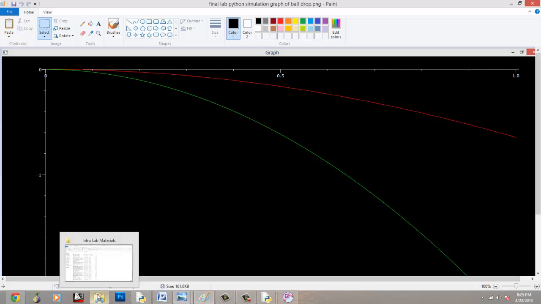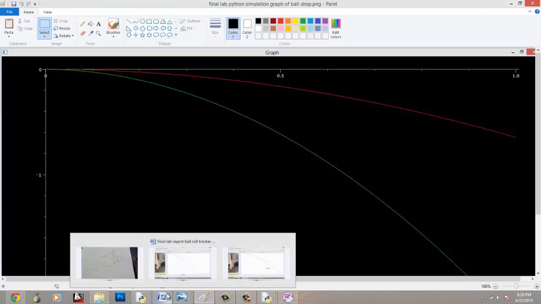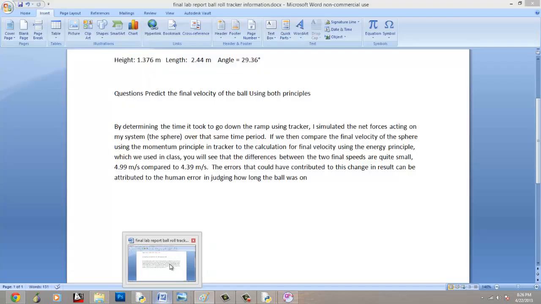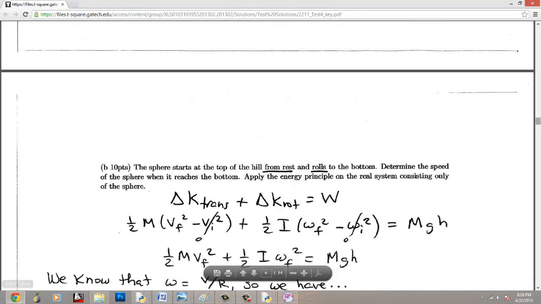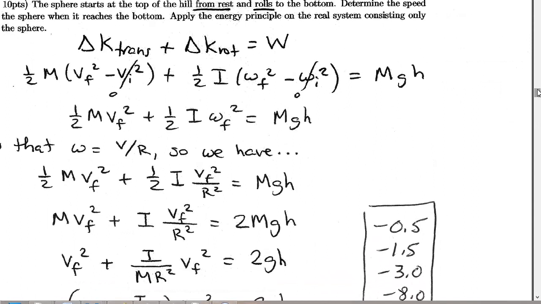Obviously, it fell a lower height. I then used this to calculate the final velocity of the ball, which ended up being 4.99 meters per second, as you can see right here. And there's 4.99 meters per second in both directions because we tried to use the energy principle to find the final velocity of the ball.